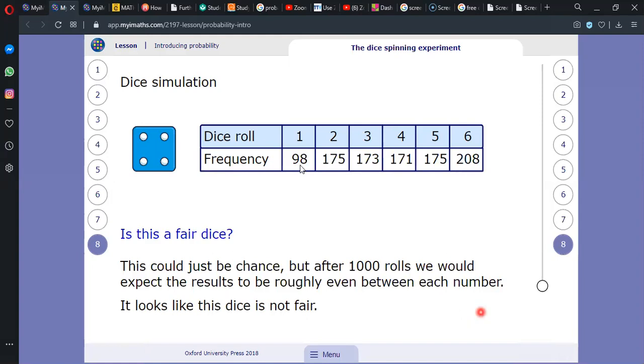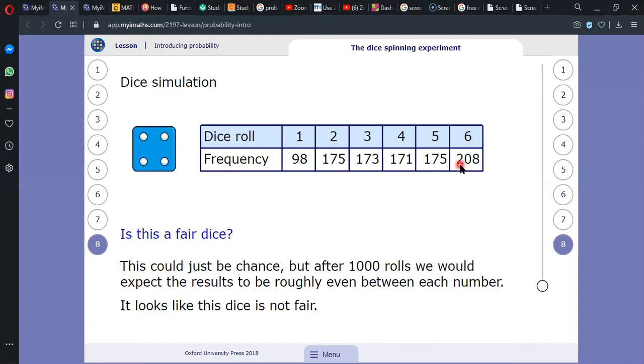So what you are looking out for in a fair dice is to make sure that all the frequencies are very close to each other, and there is no frequency that is far away from the others. They all must be close to each other. Then it is fair. This one here is not fair.